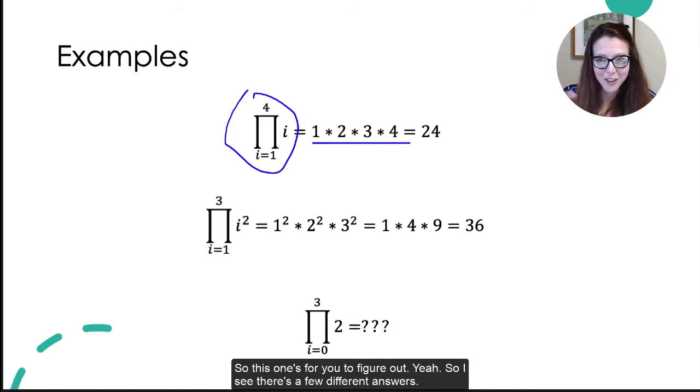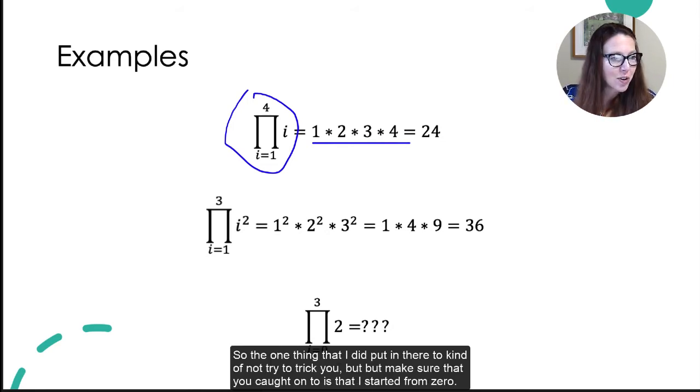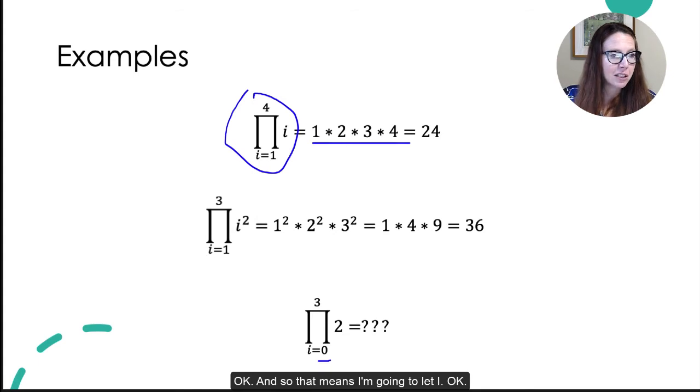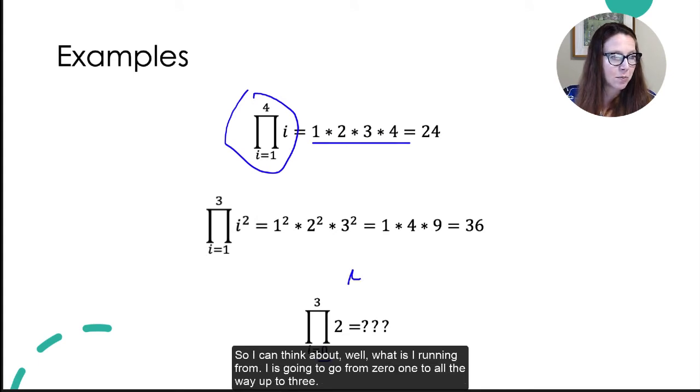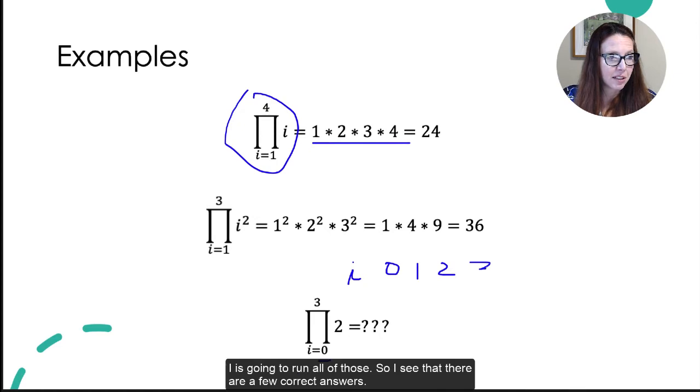Yeah, so I see there's a few different answers. Exactly. The one thing that I did put in there, not to try to trick you, but to make sure that you caught on to, is that I started from 0. So I can think about what i is running from. i is going to go from 0, 1, 2, all the way up to 3. I see that there are a few correct answers. So when i equals 0, what is this equal to? Oh, it's 2. And then I'm going to take the product of that.